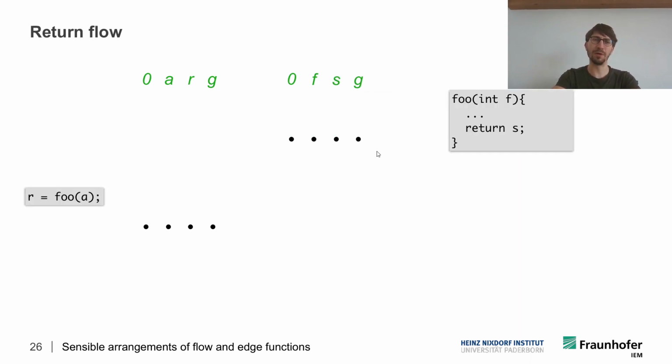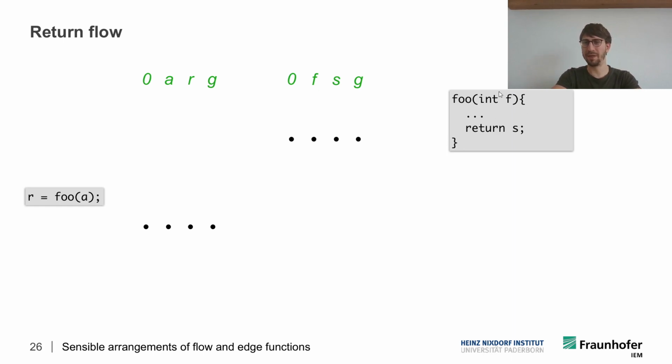Now let's look into the return flow. And by the way, the call flow, so what we've discussed before, applies to Java and C and C++. So there was no difference in handling, but we will see the differences later on. So now let's discuss the return flow.